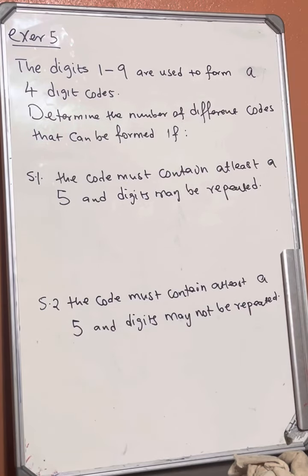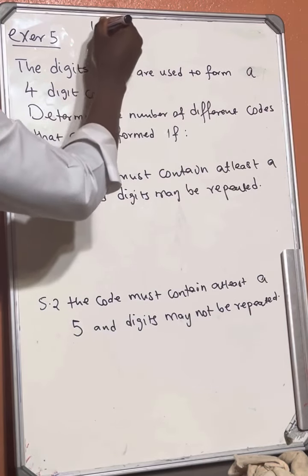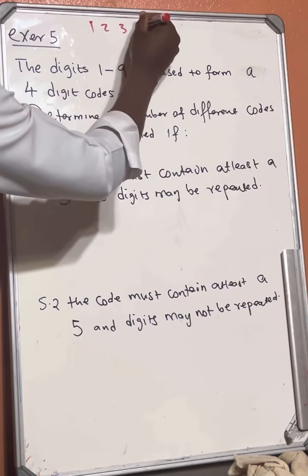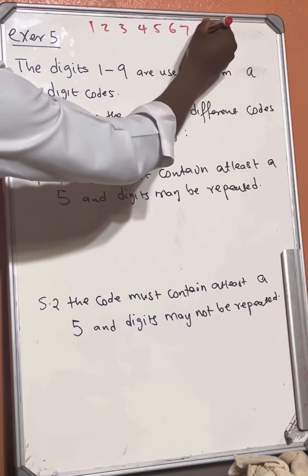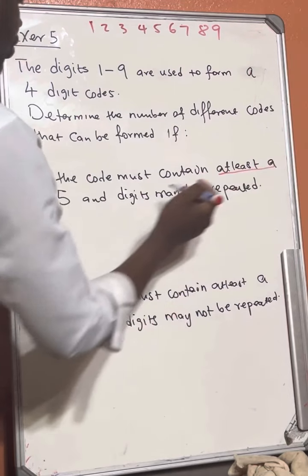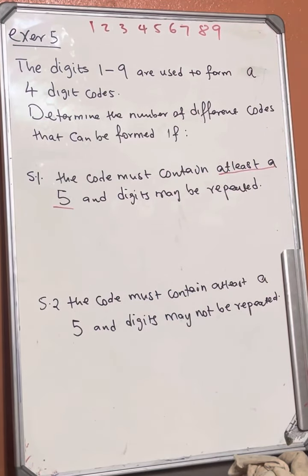Now, remember, the numbers we are having are 1, 2, 3, 4, 5, 6, 7, 8, 9. These are the numbers we are having. And we are asked about a code which contains at least a 5. There can be 2 5s or more, but we are interested in a 5. The word at least talks about the minimum, meaning that we can have at least 1 5. If we get 1 5, we are satisfied. In this case, to approach this question, let's remove a 5.